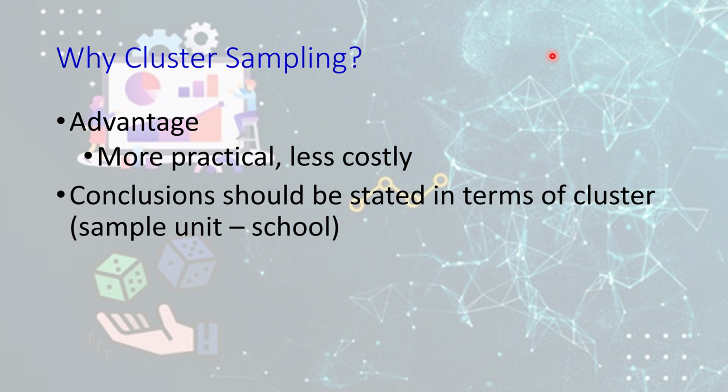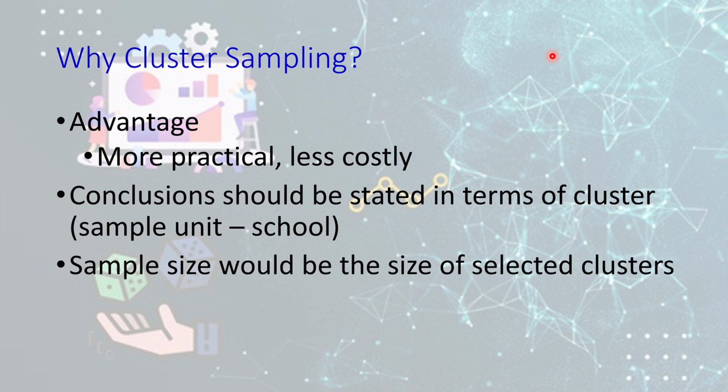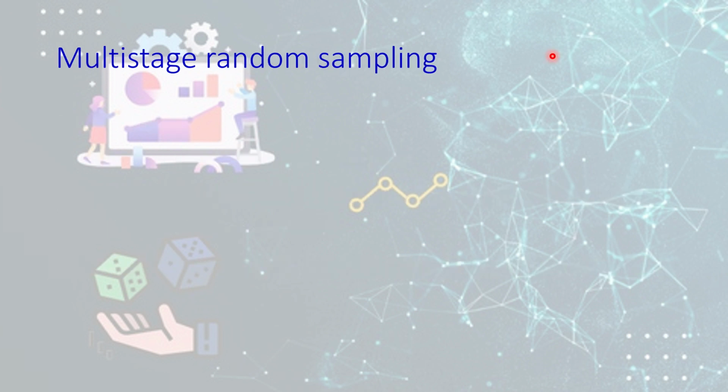You would say, in this university, that is the problem, that is the analysis. So I could suggest this would happen to all the universities in that town or in that state. The sample size would be the size of the selected cluster. Obviously, whatever the size of the cluster is, that becomes the size of the sample. You don't need to mention size in this case. The next one is known as multi-stage random sampling.